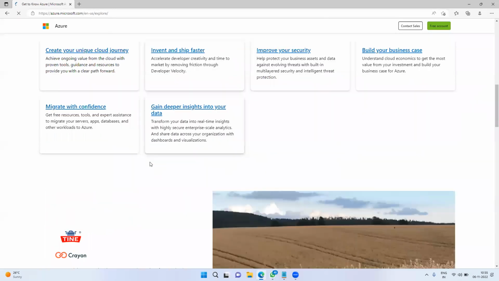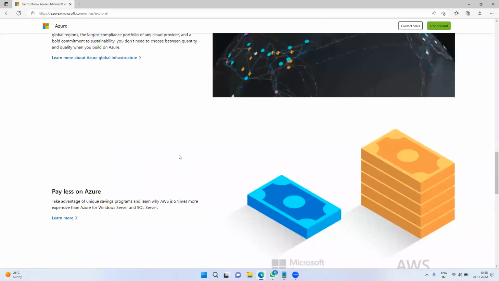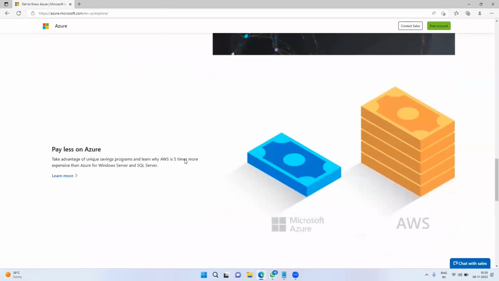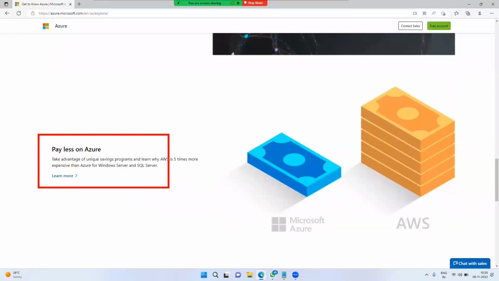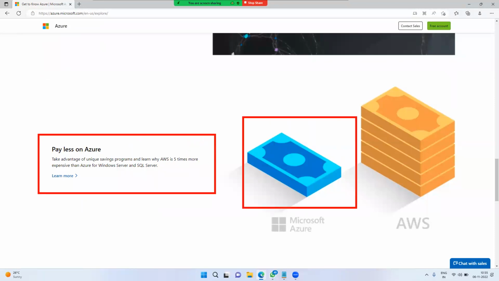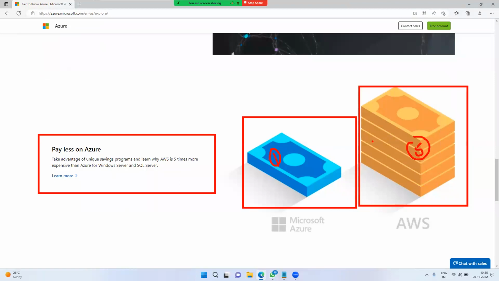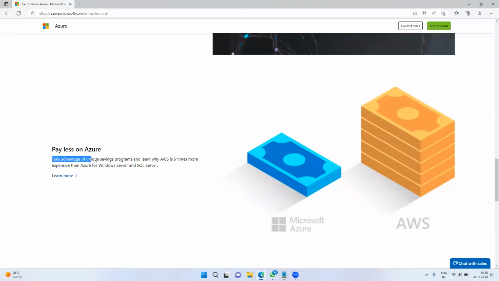See, here they started giving the comparison. This is the Microsoft official site. Pay less on Azure. One service costs 1 rupee in Azure, and in AWS it is 5 rupees. There is a lot of cost difference in between. Take advantage of the unique savings program. AWS is 5 times more expensive than Azure.